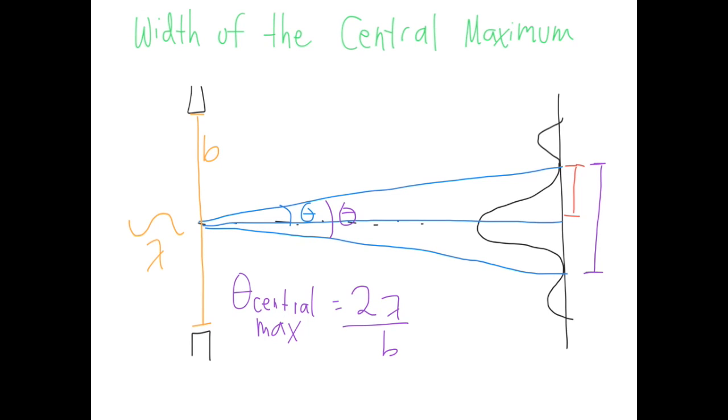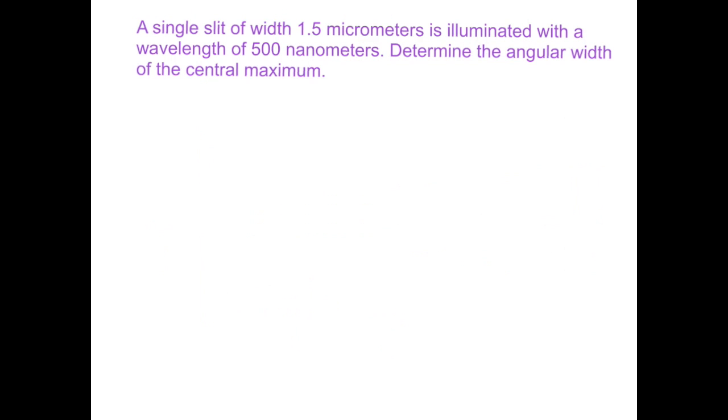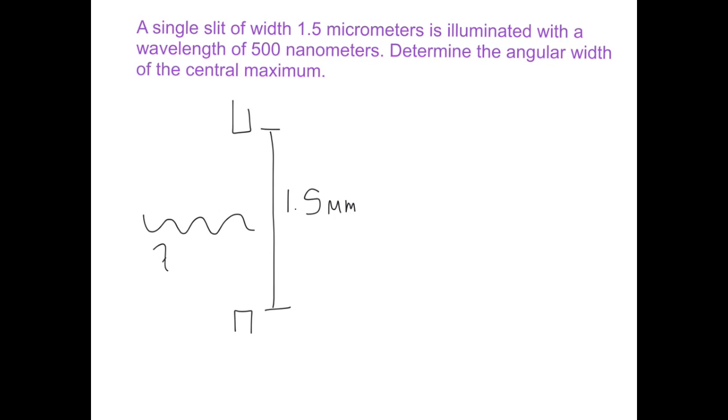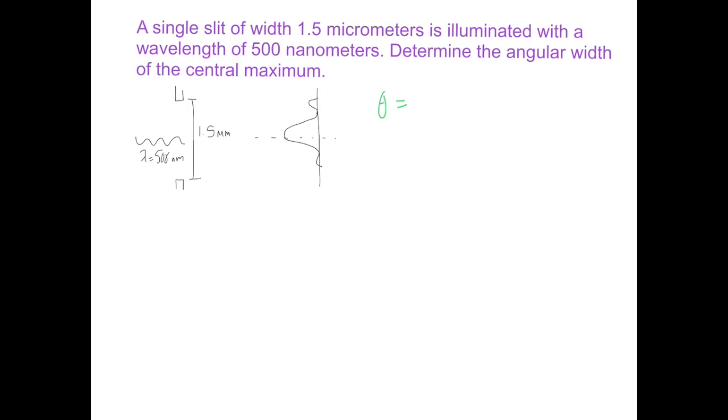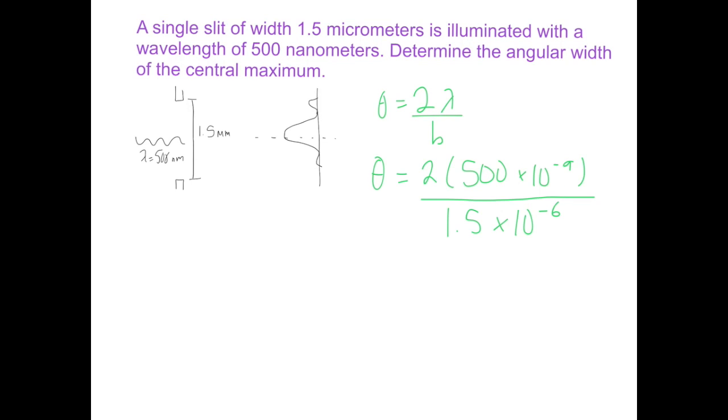To quickly demonstrate, let us look at the following IB problem. A single slit of width 1.5 micrometers is illuminated with a light of wavelength 500 nanometers. Determine the angular width of the central maximum. Using the equation theta equals 2 lambda over b, and making sure that all of our values are in meters, we can see that the angular width is 0.667 radians, or 32 degrees.